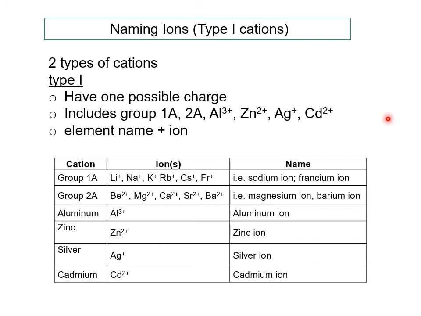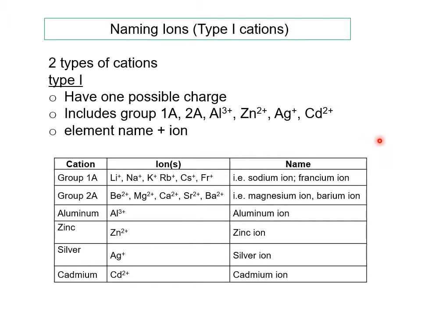So the way that we name these cations, the ones that are type 1, is all we do is give the name of the element and then write the word ion following it. So sodium is the name of the neutral form of Na, and then when it becomes Na+, we name it as sodium ion. Zinc, for example, has a charge of +2 as an ion, so we name it as zinc ion.